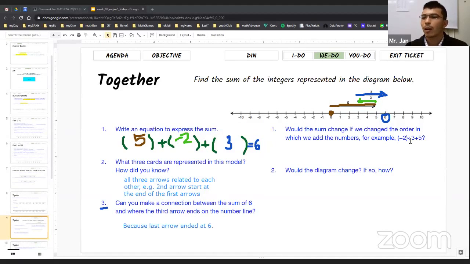Okay, it doesn't matter. It's only for addition, by the way. Don't forget it. So for addition, the order doesn't matter. You will get the same result. Would the diagram change? No, it's not. So that's why we don't have to show the diagram. Okay.